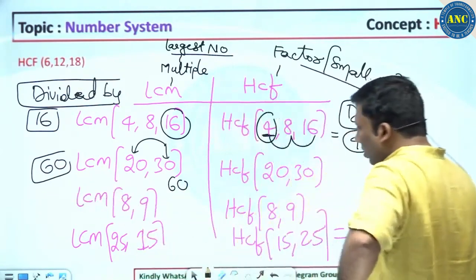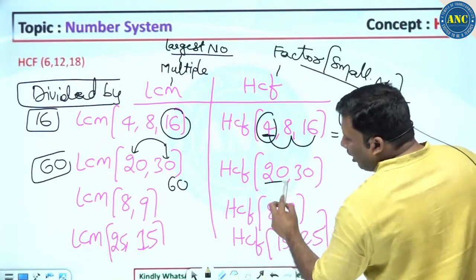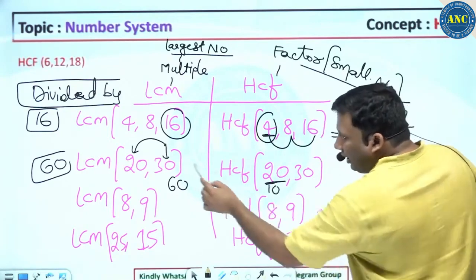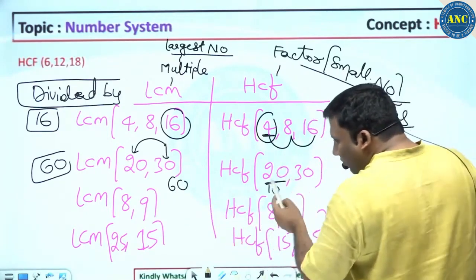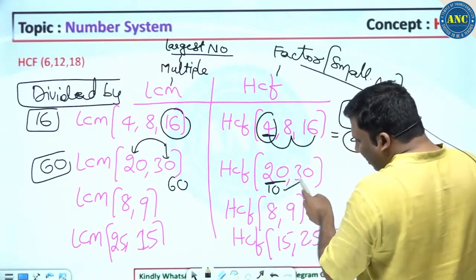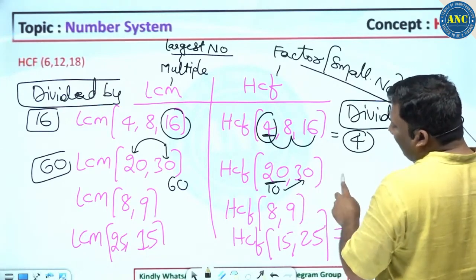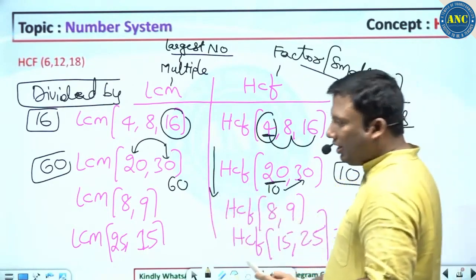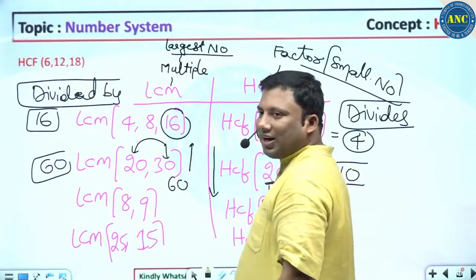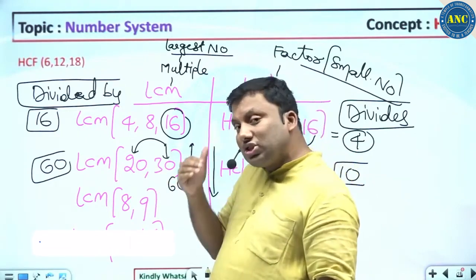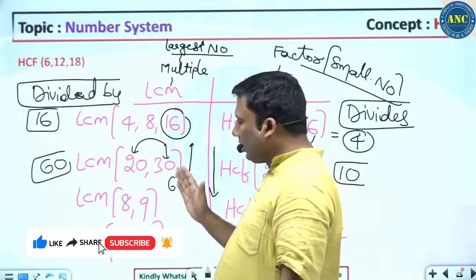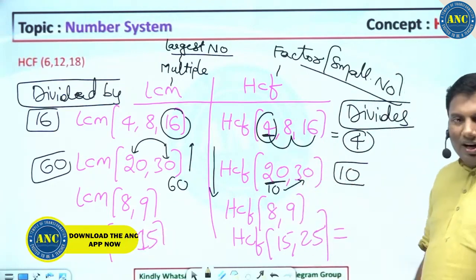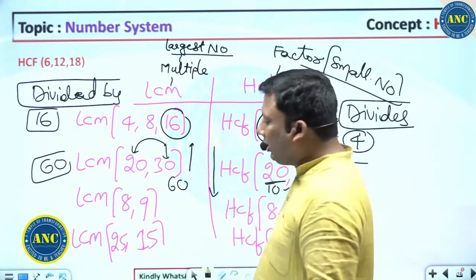Write down 60. HCF of 20 and 30, smallest number. Does 20 divide 30? No. Take the factors of 20. Here we are going to the multiples of the largest. Here we will go to the factors. 20's factor is 10. Does 10 divide 30? Yes. I hope you are understanding. In HCF, I will go to the factors of the smallest. In LCM, I will go to the multiple of the largest, if the largest number is not divisible by every other number. Here, go to the factors of the smallest.